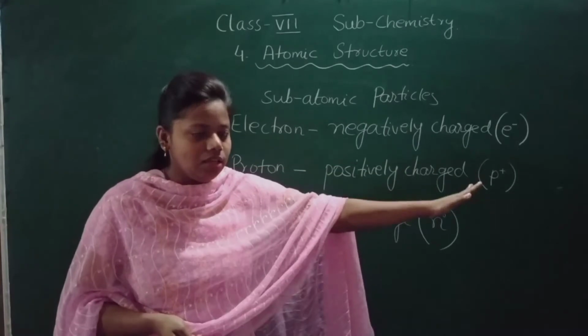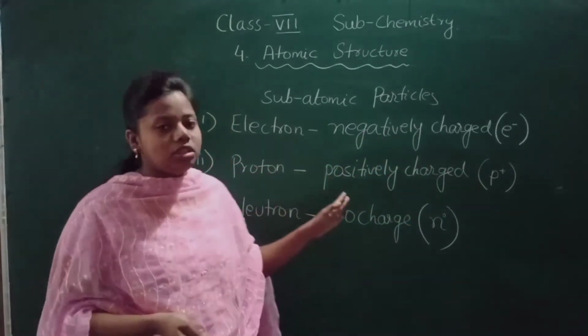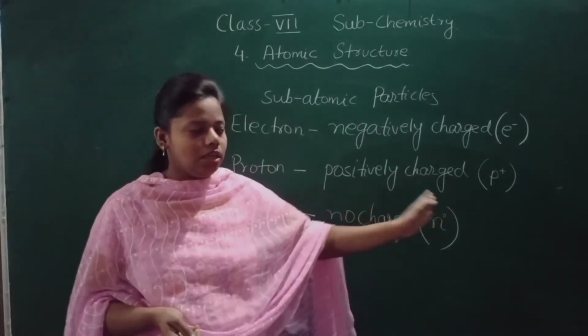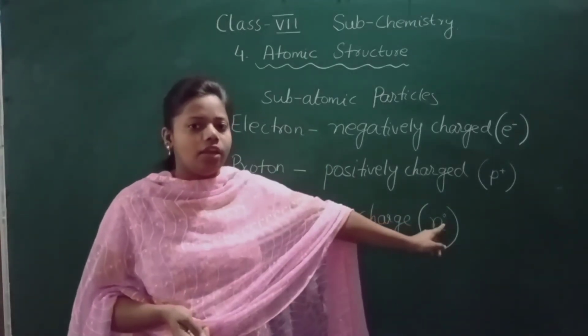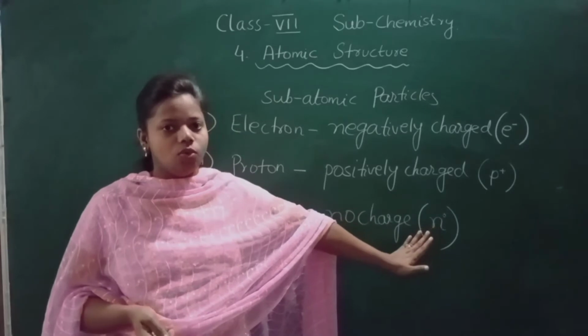Okay, at the right hand side. Protons are positively charged, we'll write P with a plus sign. Okay, and neutron has no charge. So we'll write N, and on top we'll write 0. That means it has no charge.